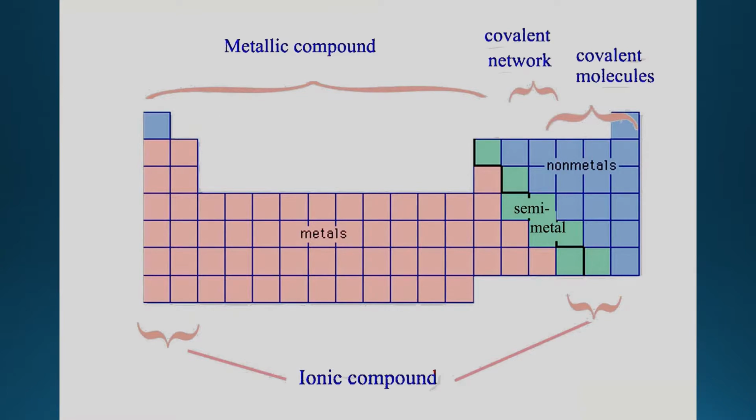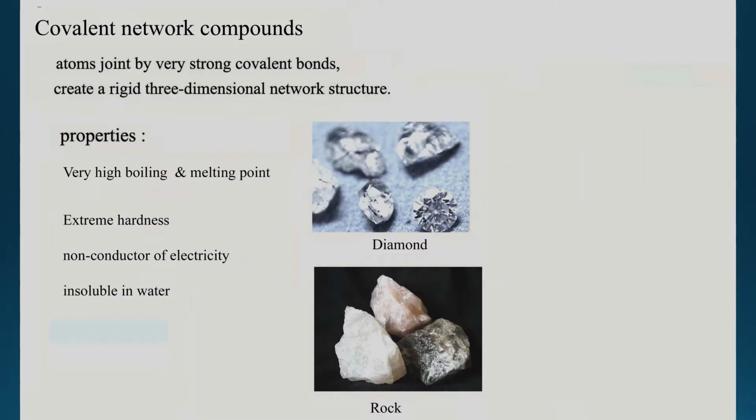Okay, after we look at metallic compounds and ionic compounds, I'm going to move on to another two groups, the covalent network and the covalent molecule. What is a covalent network? A covalent network is atoms joined by a strong attraction force, that is a strong covalent bond. And as you know, all non-metals react with non-metals to form covalent bonds.